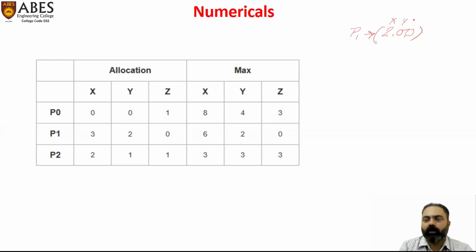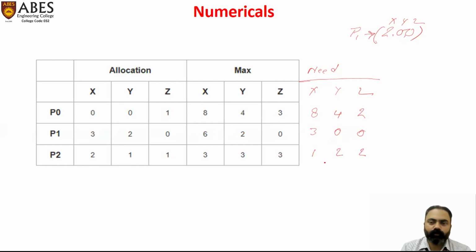X, Y, Z. Here again we have to calculate need. Need will be 8 minus 0, 8; 4 minus 0, 4; 3 minus 1, 2; 6 minus 3, 3; 2 minus 2, 0; 0 minus 0, 0; 3 minus 2, 1; 3 minus 1, 2; and 3 minus 1, 2.